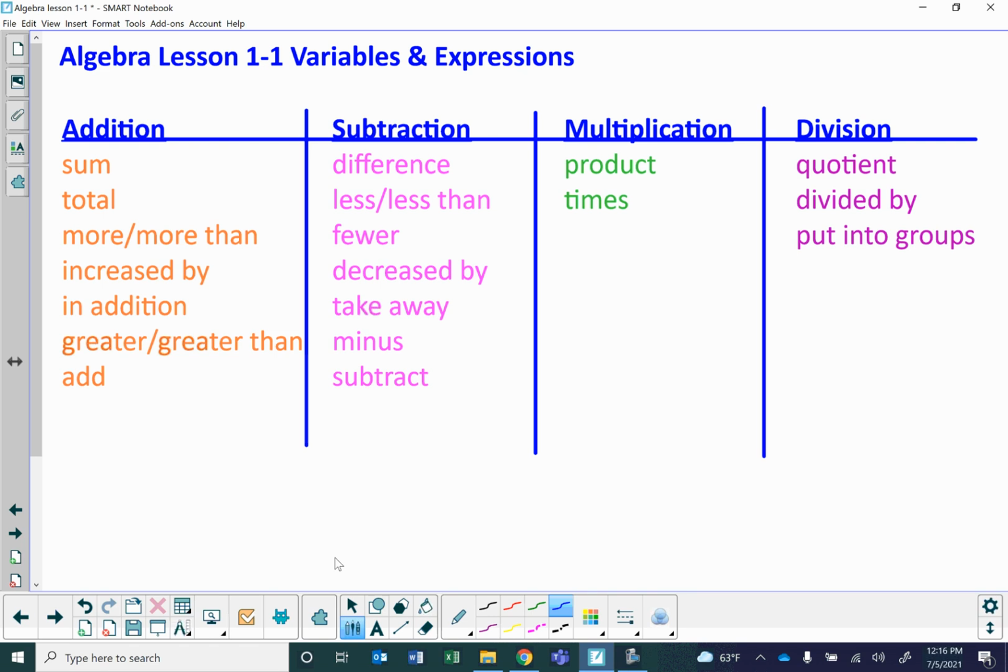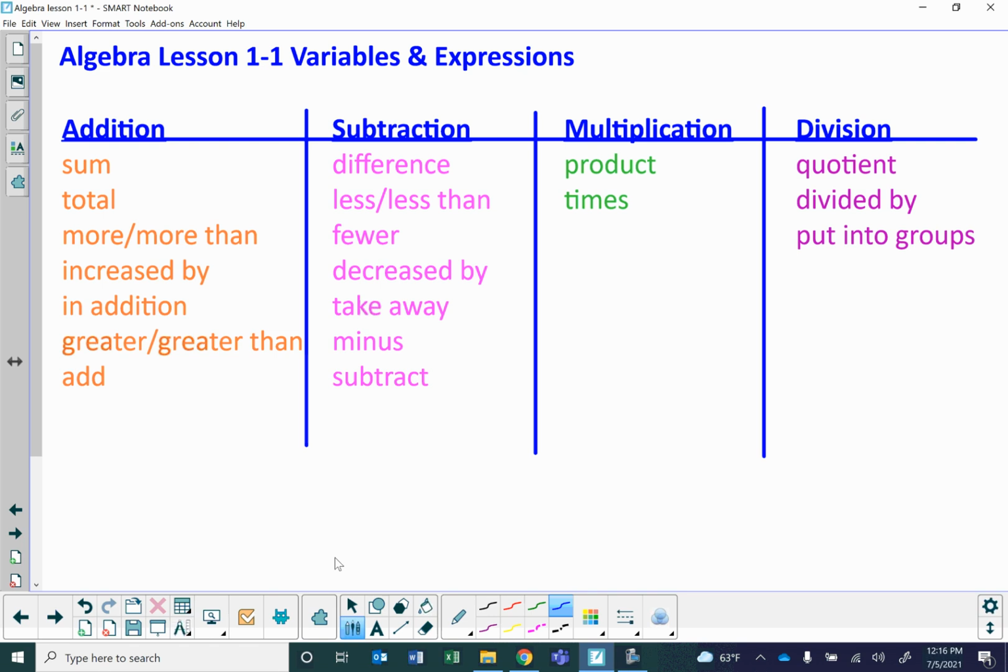Some of the most obvious and most used expressions for addition mean sum, total, more or more than, increased by, in addition or in addition to, greater or greater than, and obviously add. If I say the sum of 6 and 5, that pretty much means I want you to add 6 and 5 together. Subtraction is basically taking all of your addition ones and reversing them.